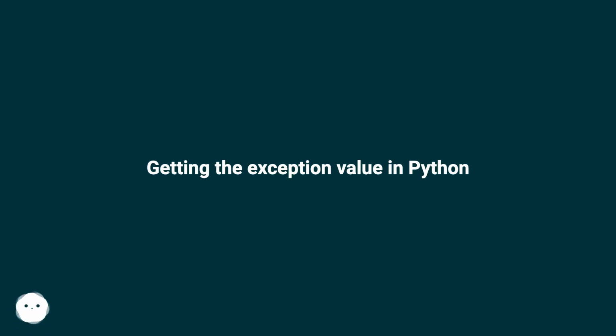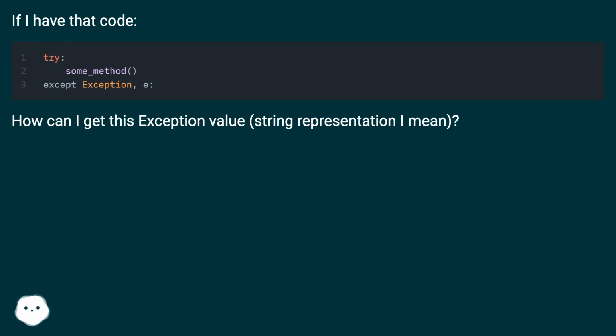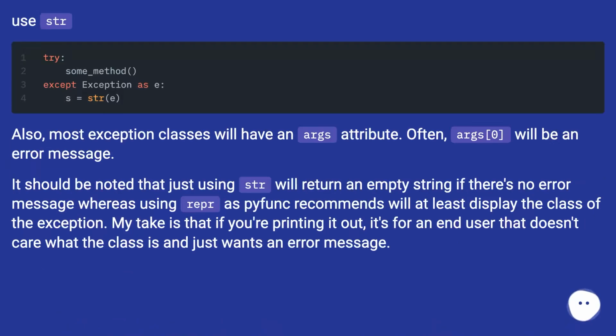Getting the exception value in Python. If I have that code, how can I get this exception value, string representation I mean? Use str.